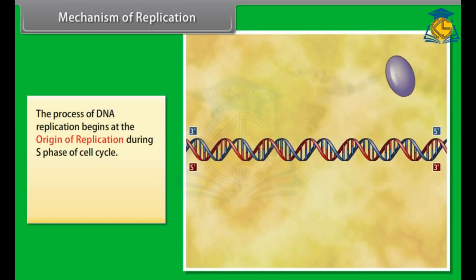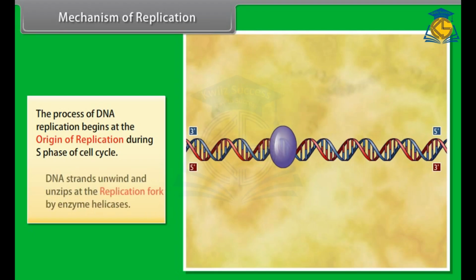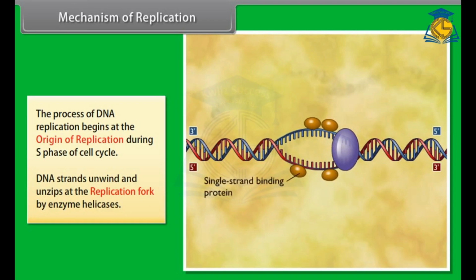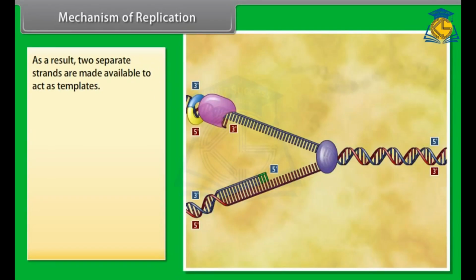Mechanism of replication. The process of DNA replication begins at the origin of replication during S phase of the cell cycle. DNA strands unwind and unzip at the replication fork by the enzyme helicases. As a result, 2 separate strands are made available to act as templates.